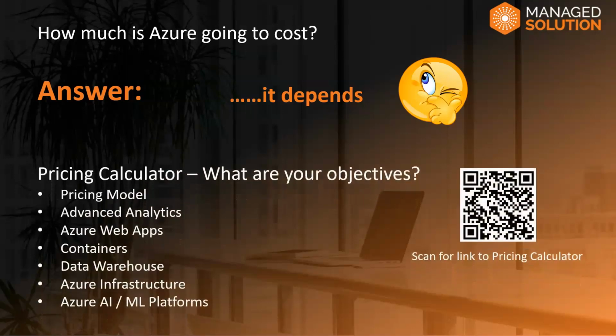First factor is the pricing model. And then what are the advanced analytics or web apps or container services you might be using? Are you going to be using data warehouse? What type of Azure infrastructure are you building? And are you going into AI machine learning platforms? Now, for this, there is a pricing calculator that's really handy. And that QR code that you see on the right side of the screen here is for you to explore on your own. It'll take you right over to the Azure pricing calculator.